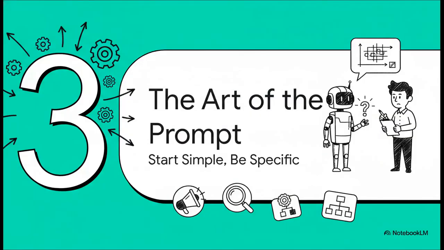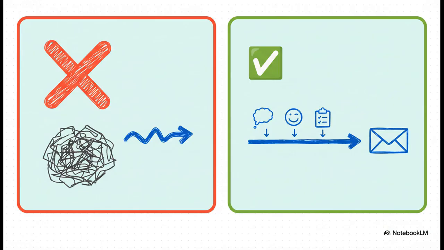Okay, let's zoom in on what is arguably the most important skill you're going to develop here, the art of the prompt. Honestly, the best way to think about an AI is like a really smart but very literal intern. It will do exactly what you tell it to do, which means you've got to be super clear with your instructions. I mean, just look at the difference here. A lazy prompt like write email, what do you get? A generic mess that you have to completely rewrite. But an effective prompt, one that gives context, tone, and details, that gives the AI everything it needs to give you a genuinely useful first draft. Specificity is your superpower here.